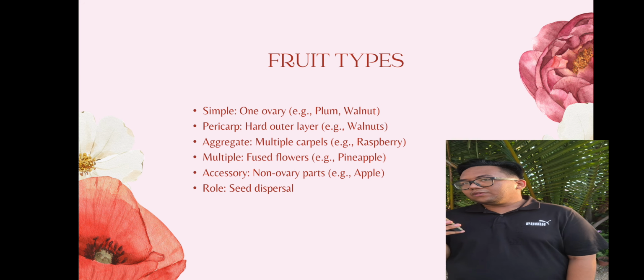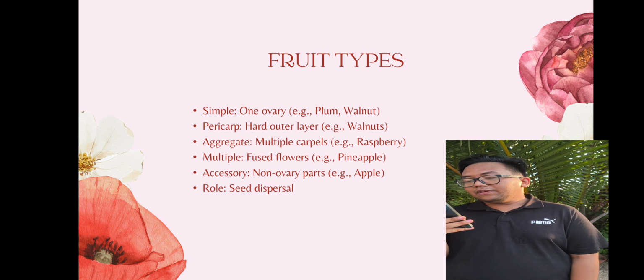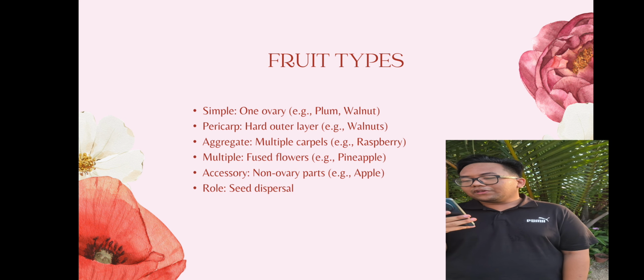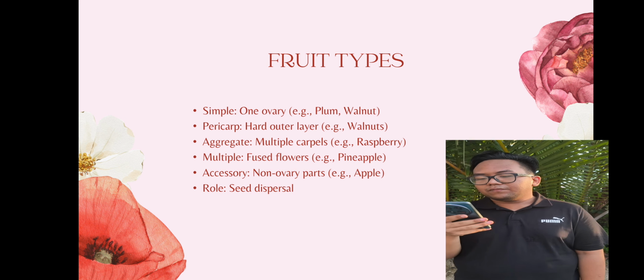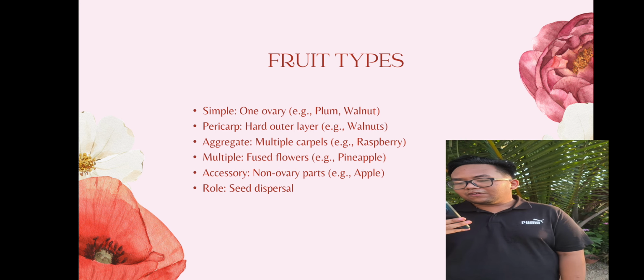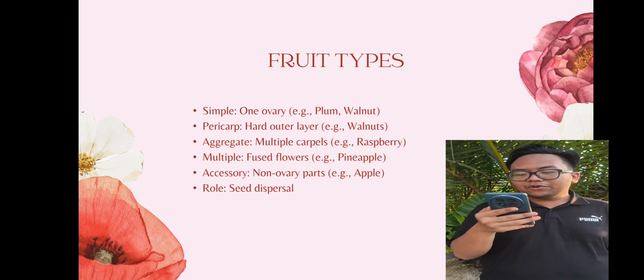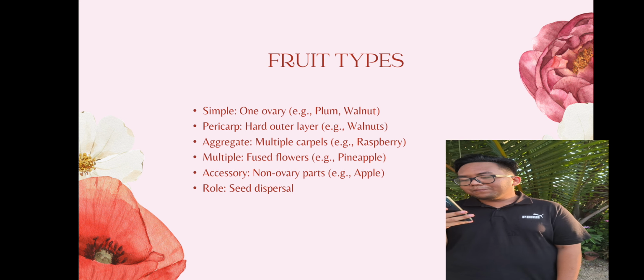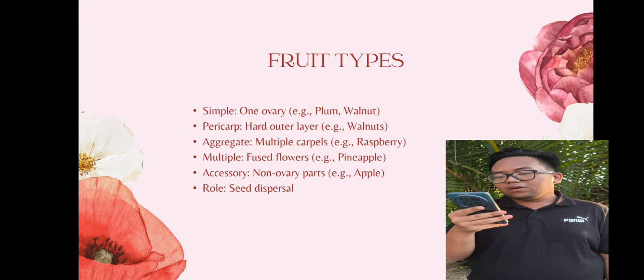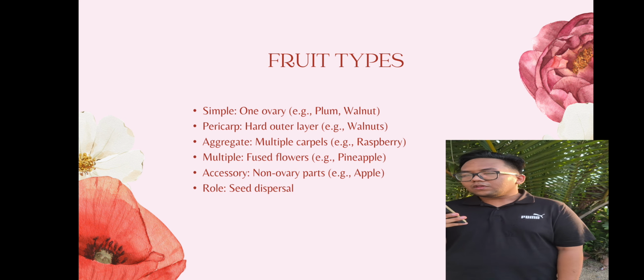Let's move on to the next slide, which is slide 13, fruit types. Fruits include simple, from one ovary like plum, aggregate, from multiple carpels like raspberry, multiple, from many flowers like pineapple, and accessory, like apple with a central part, all aiding dispersal.